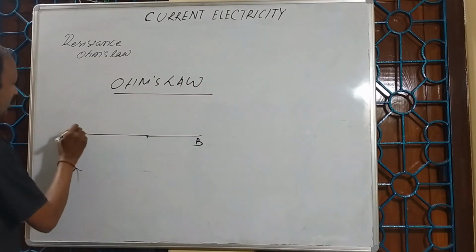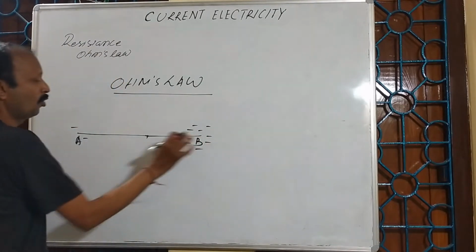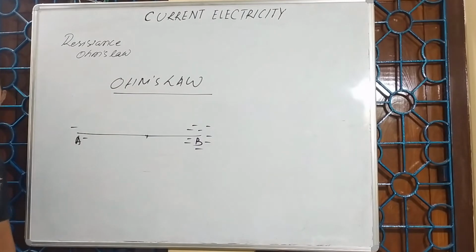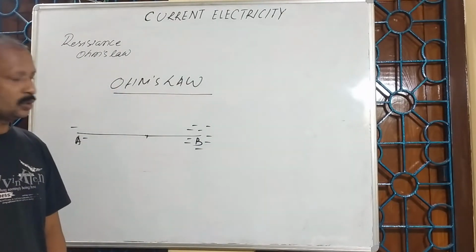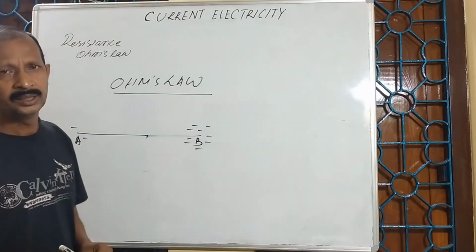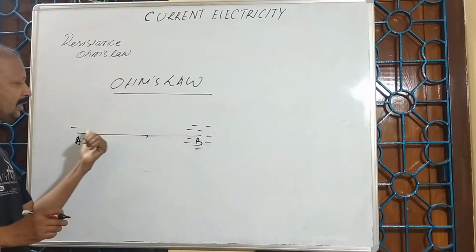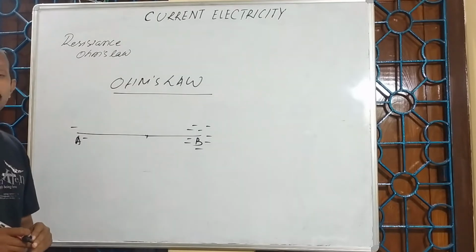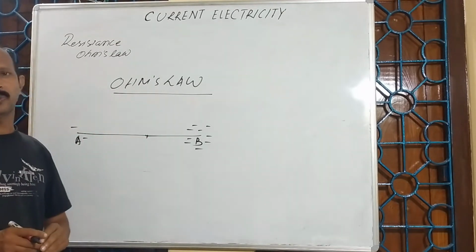Or I can show like this way. More electrons are there. Here less electrons are there. Less electrons means I can say it is positive. More electrons means I can say it is negative. So when two metallic conductors are either in contact or connected by a suitable wire, there is a flow of electrons from lower potential to higher potential.